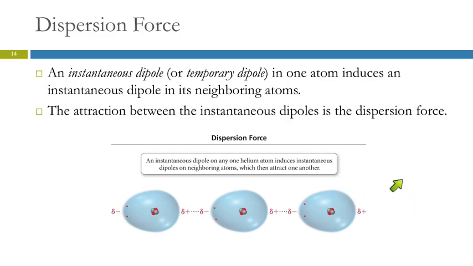By the time we get over here to this guy being attracted, those electrons are done being lopsided, and it's gone away again. So these forces come and go. They're very small, but they happen frequently, and so they can be pretty significant.